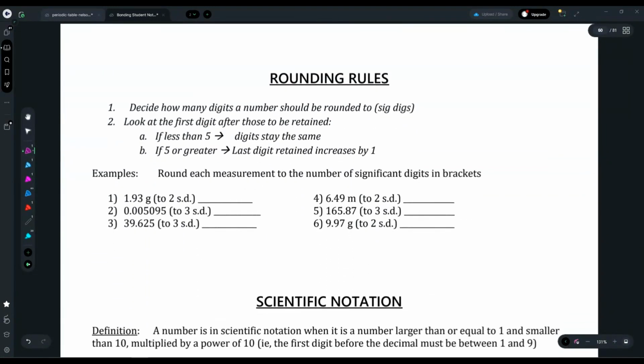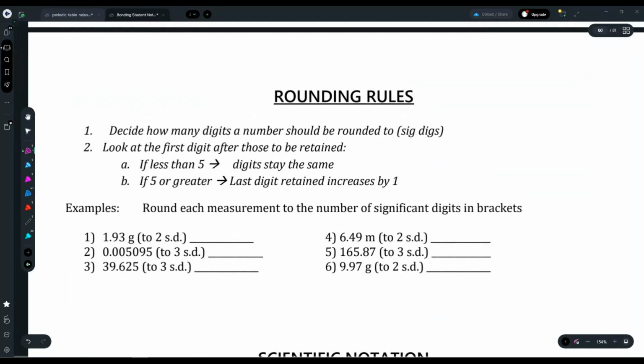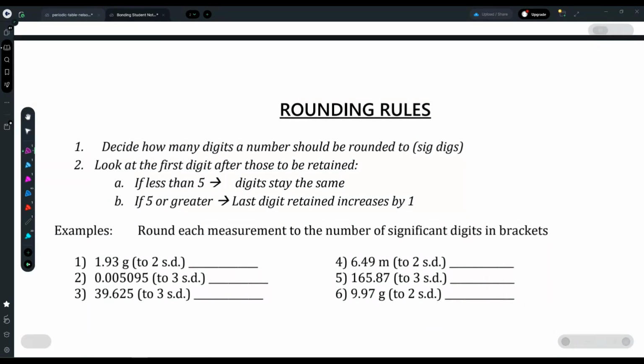Okay, moving on to rounding rules. Rounding rules is just us figuring out how we should be rounding our number so that we can get it in the proper amount of sigdigs. So first thing we're going to want to do is look at the first digit after those that we need to satisfy sigdigs, and if the number is less than 5, the digits stay the same. However, if it's 5 or greater, then the last digit needs to be bumped up by 1.